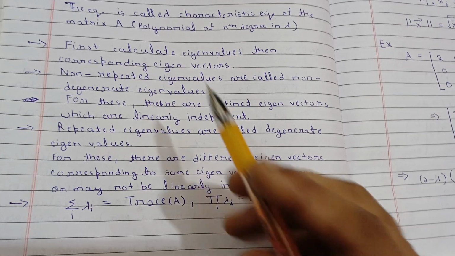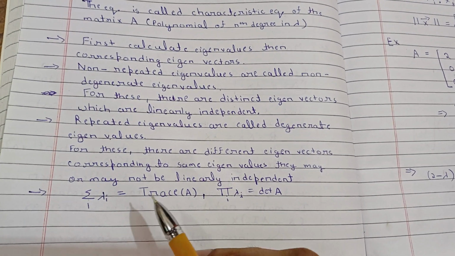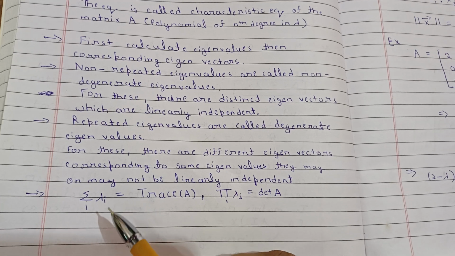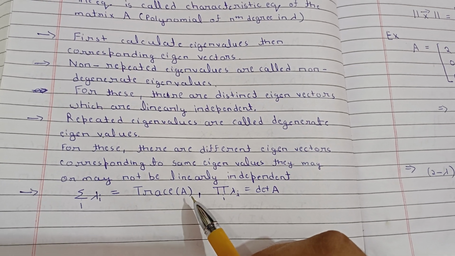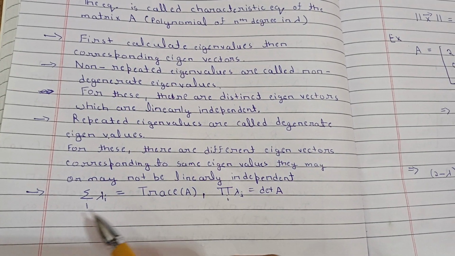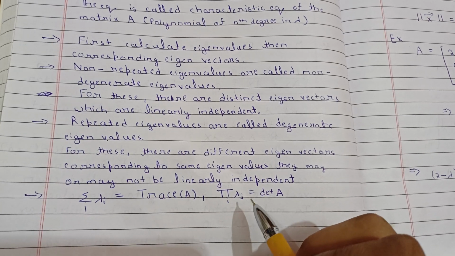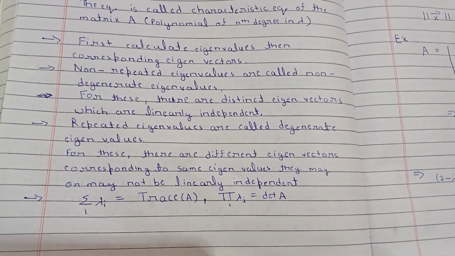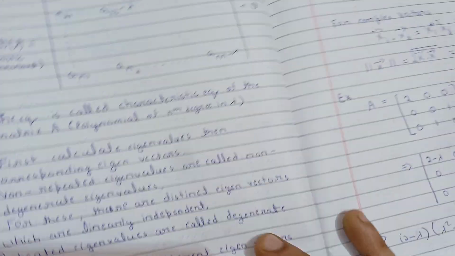Just remember these lines, and we also get some equations: the sum of all the eigenvalues will always be equal to the trace of A. What is the trace? Trace is the sum of all the diagonal elements, so that will be equal to the sum of eigenvalues. And if you find the product of eigenvalues, that will be equal to the determinant of that matrix. Just remember these, they are very helpful equations.